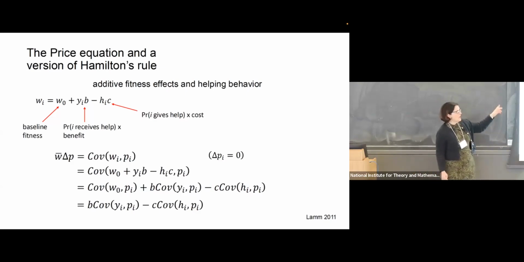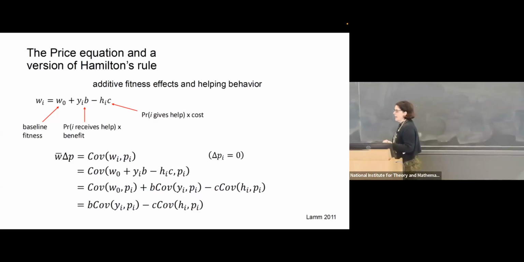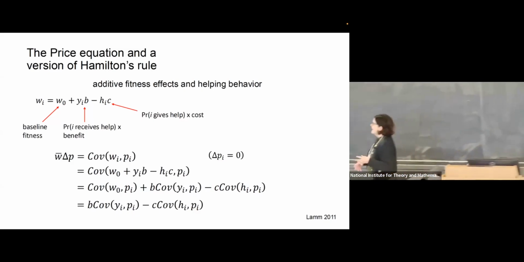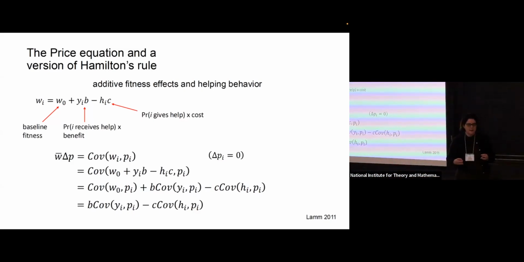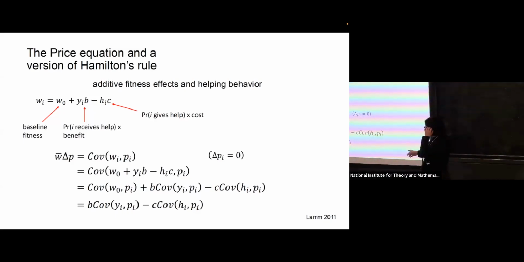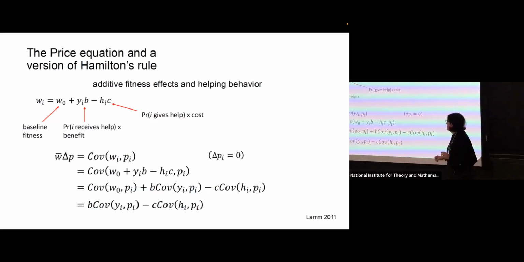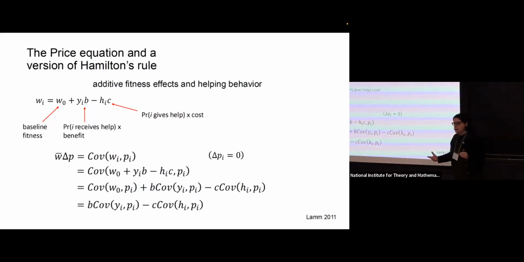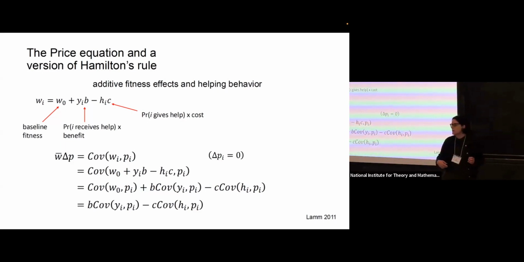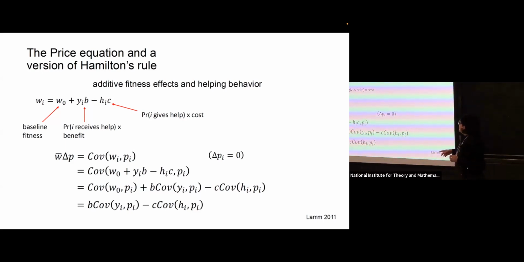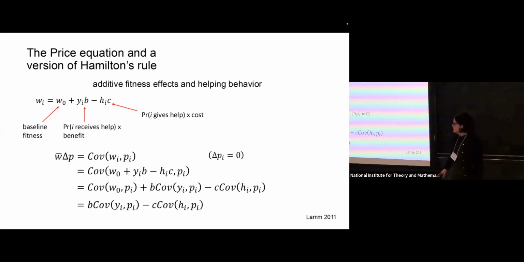So W_i is the fitness of individual i. And we're going to say it's just this additive case where it depends on W_0, which is baseline fitness. It's a constant. And then two terms that depend on whether or not you help. There's a benefit, B, that's plus. But whether or not you get B depends on the probability that individual i receives help. I'm going to call that Y_i. And then there's a cost, and whether you pay the cost is whether you give help. This is really very simple.